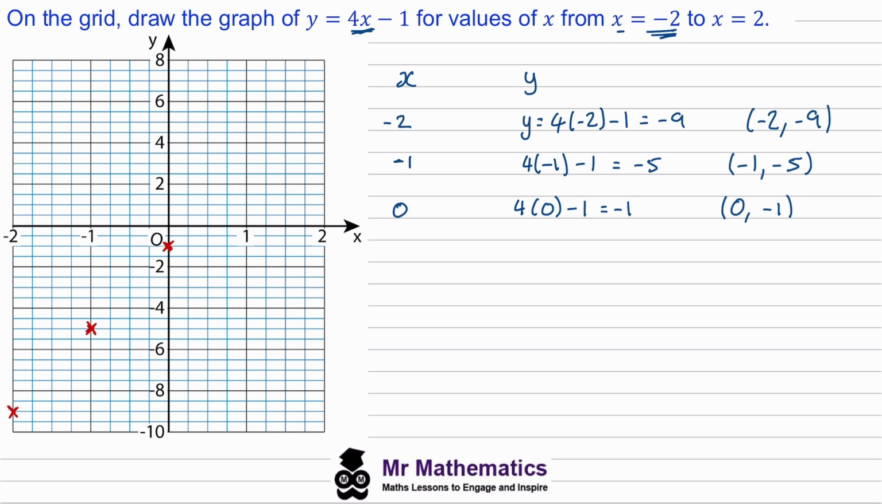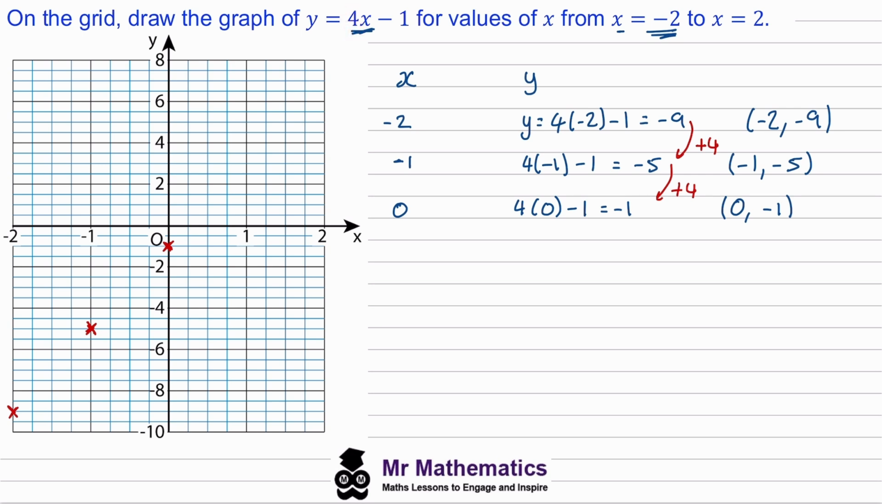So now perhaps you can see a pattern. We're going from -9 to -5 to -1. And this will give us a common difference of +4. So we're adding 4 every time. And this +4 comes from this 4 in our equation. We call this the gradient. We'll be looking at the gradient a bit more in a future video.